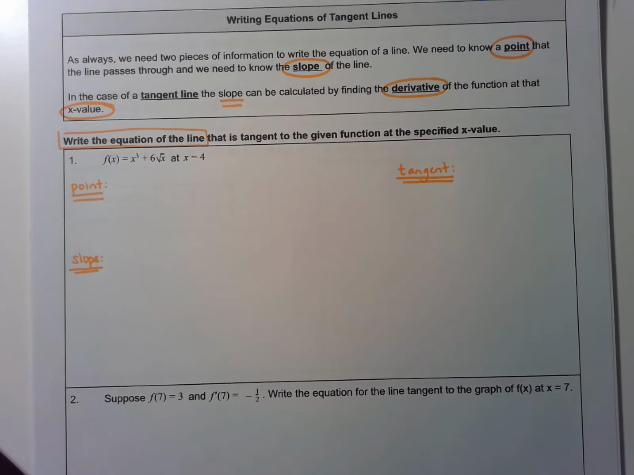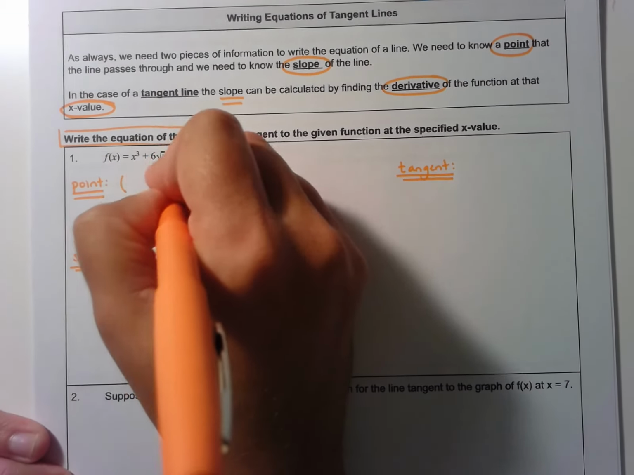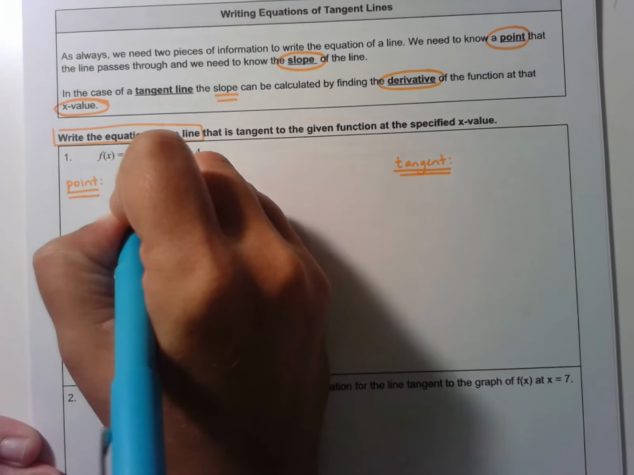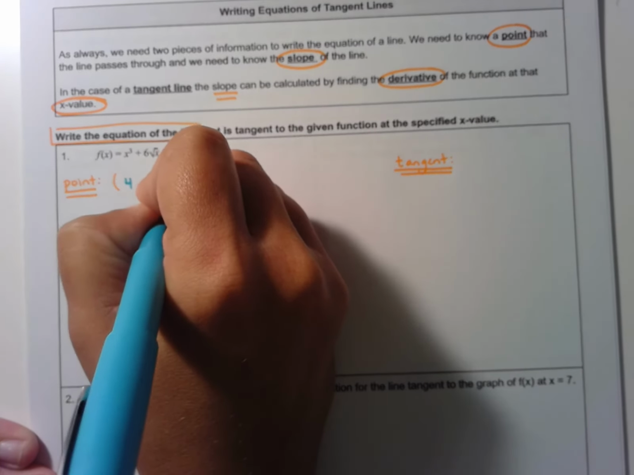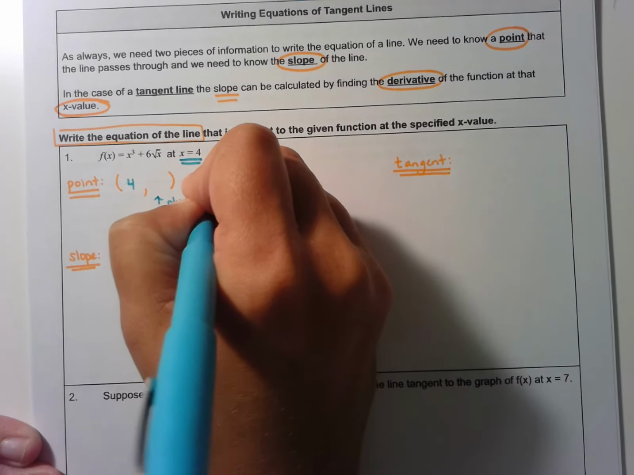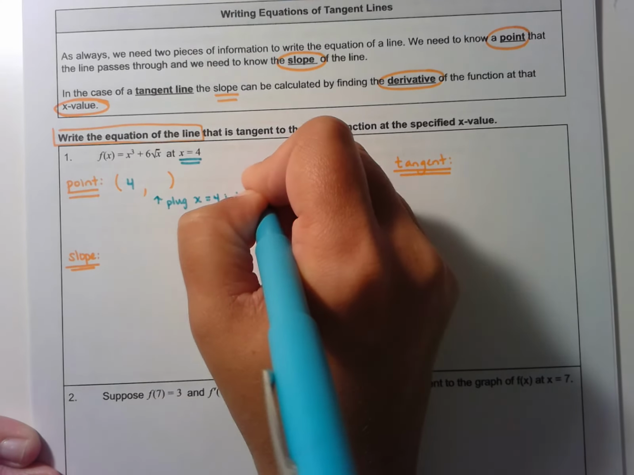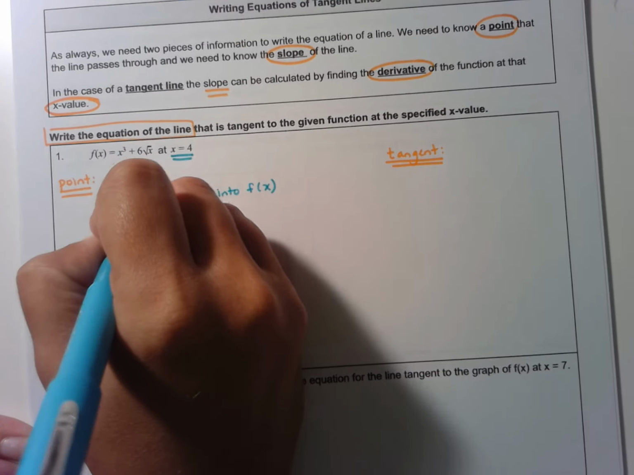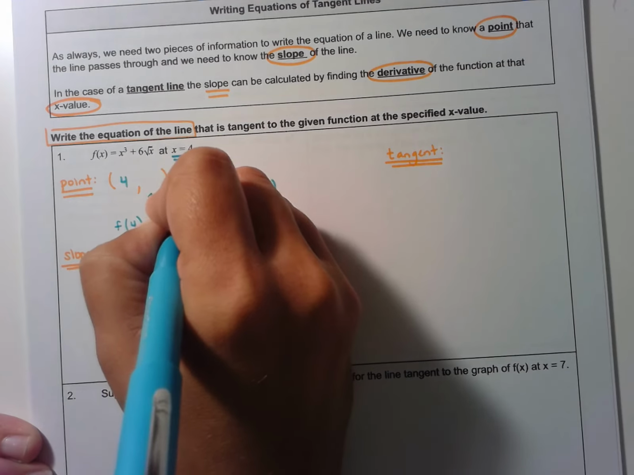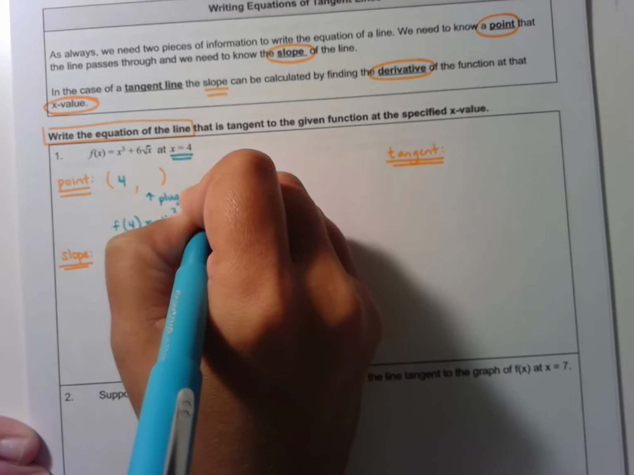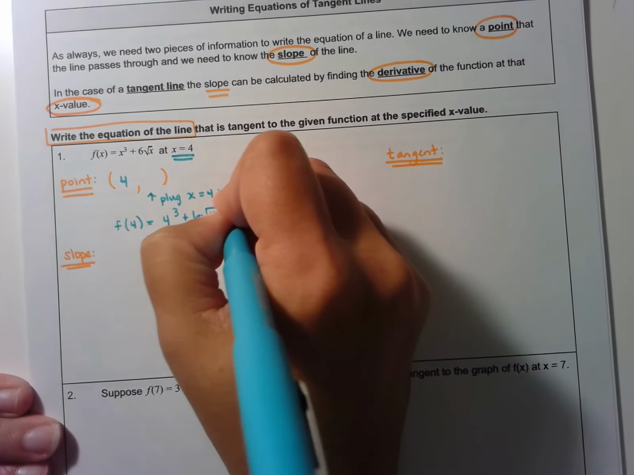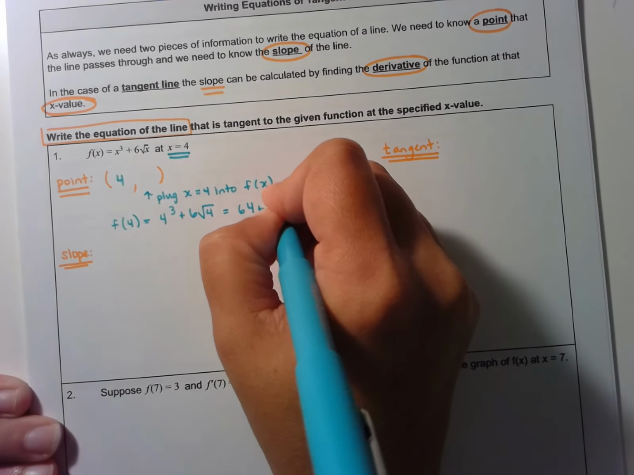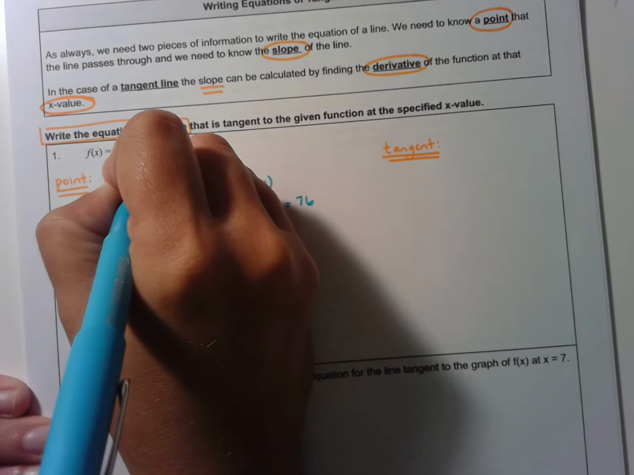Okay, so for my point, I'm going to need an x and I'm going to need a y. To get the x is pretty straightforward because it actually tells me my x in my problem right here. To get the y, I'm going to plug x into my original equation, f of x. So when I do that, I get f of 4 is equal to 4 to the third plus 6 times the square root of 4. Now, 4 to the third is 64 plus the square root of 4 is 2 times 6 is 12. So I get 76.